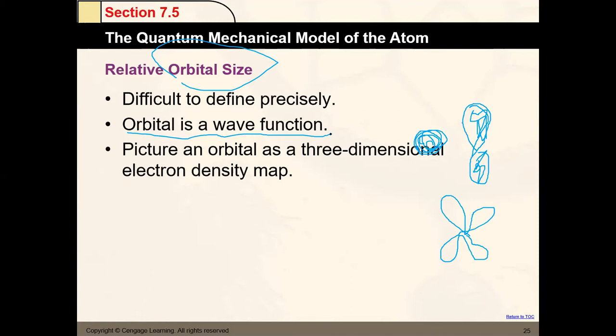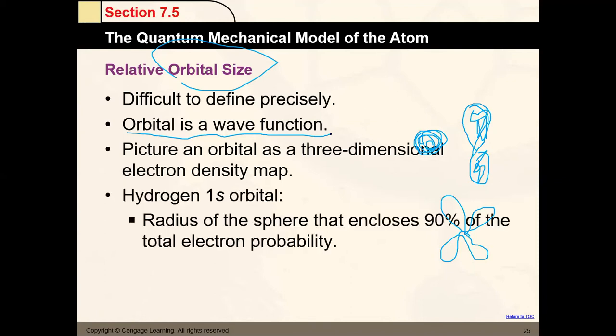Picture an orbital as a three-dimensional electron density map. So the 1s orbital is the radius of the sphere that encloses 90% of the electron probability. The 1s orbital is the very first one. Now, maybe I should explain this better on the paper.